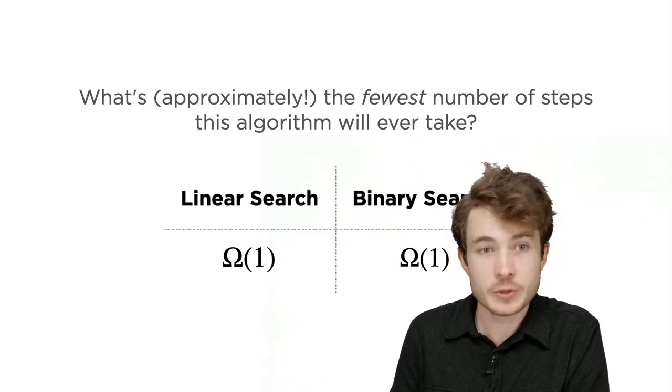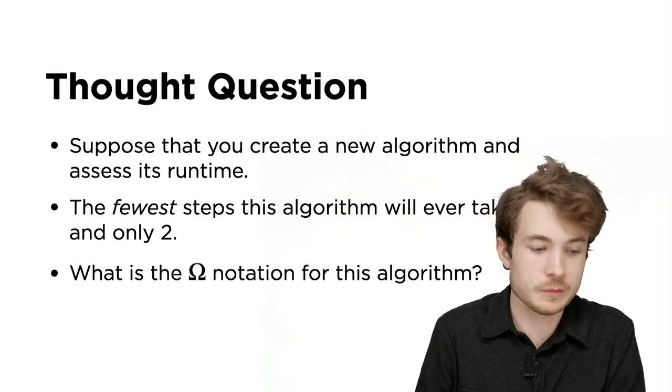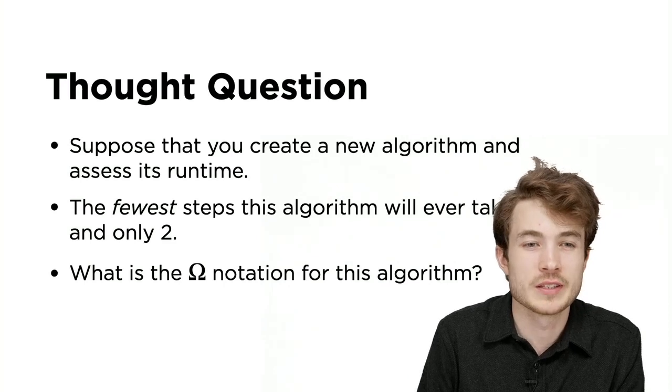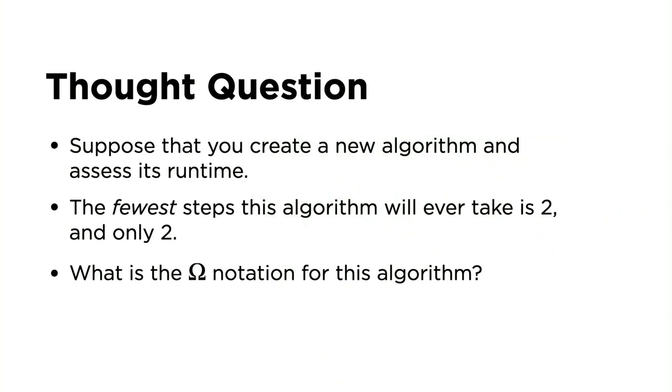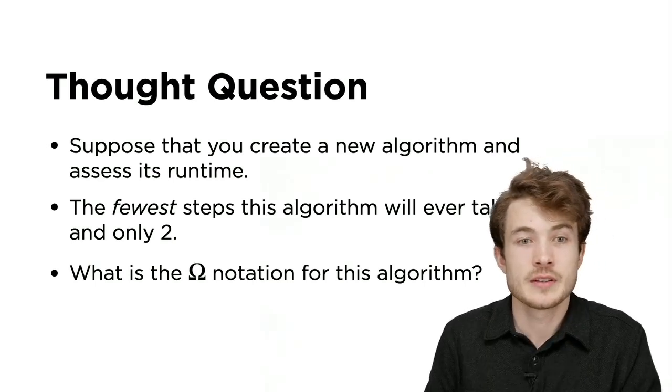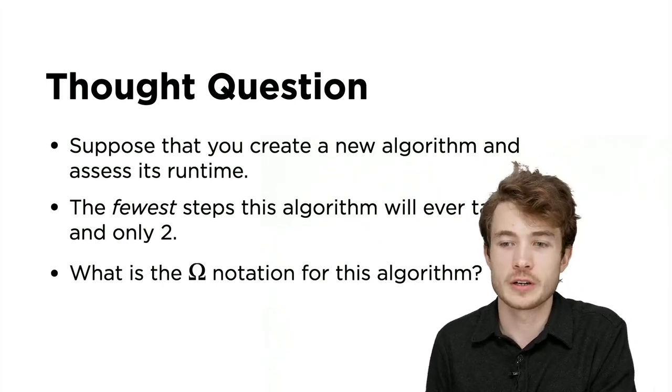Okay. So here's a question for you all then. Suppose that you are creating a new algorithm and you want to assess its runtime. That is, how quickly does it run? You find out that the fewest steps this algorithm will ever take is 2 and only 2. And now the question is, what is the big omega notation for this algorithm? Keeping in mind what we've just discussed, suppose in the best case, this algorithm takes 2 steps. What would be the omega notation for this algorithm?